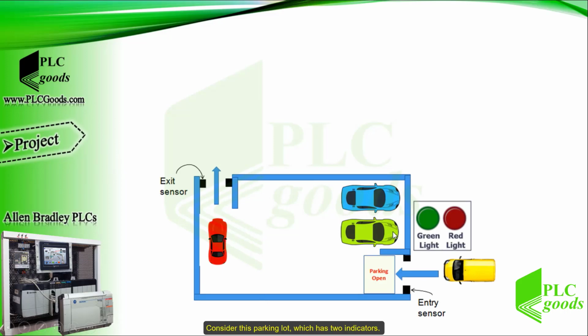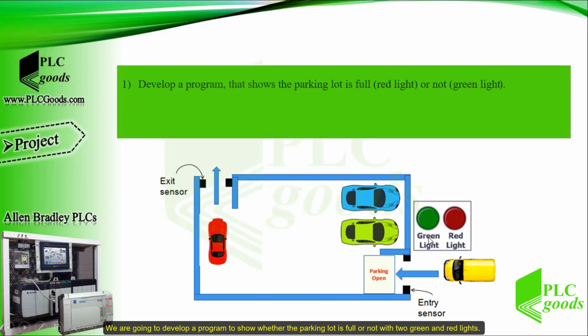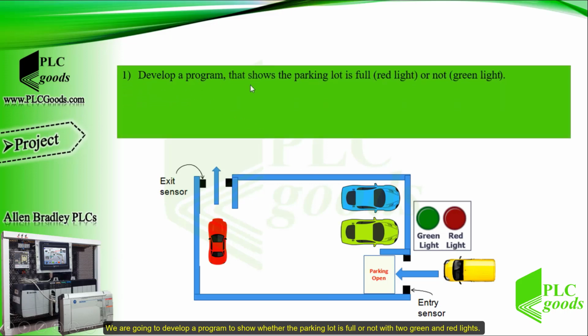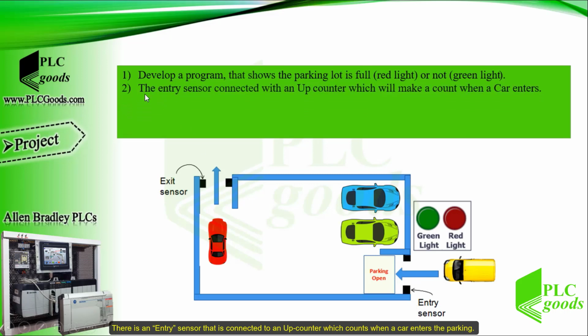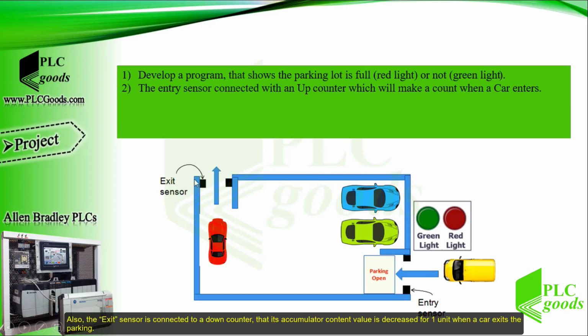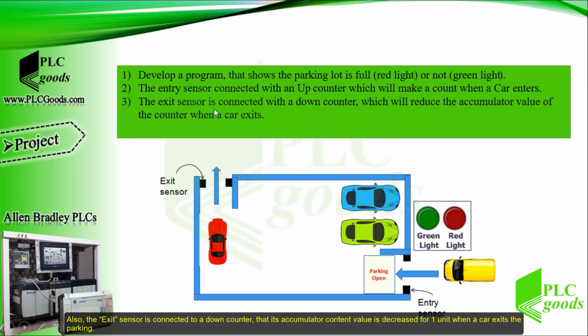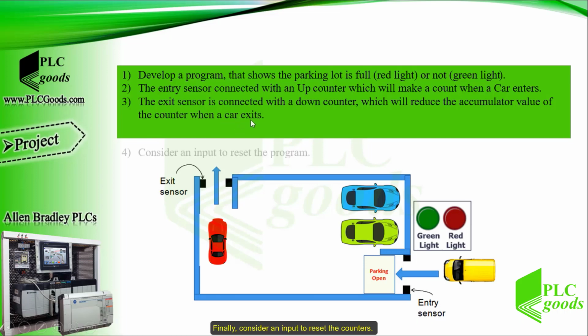Now let's do a simple project. Consider this parking lot which has two indicators. We are going to develop a program to show whether the parking lot is full or not with two green and red lights. There is an enter sensor that is connected to an up counter which counts when a car enters the parking. Also, the exit sensor is connected to a down counter whose accumulated value is decreased by 1 unit when a car exits the parking. Finally, consider an input to reset the counters.